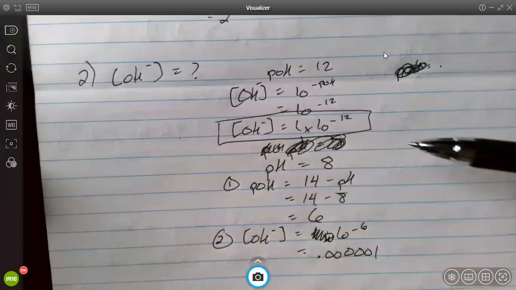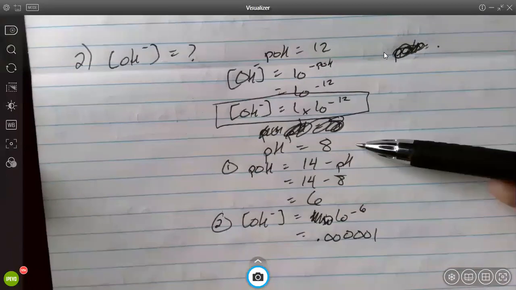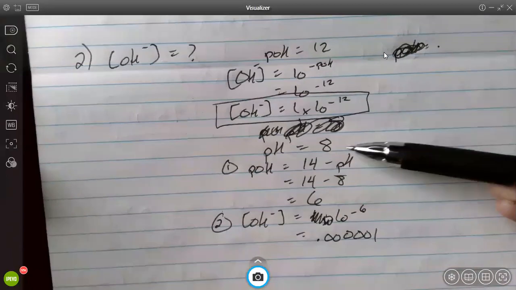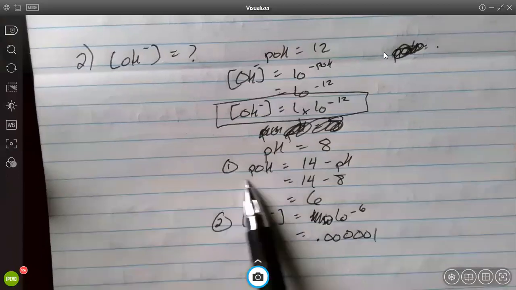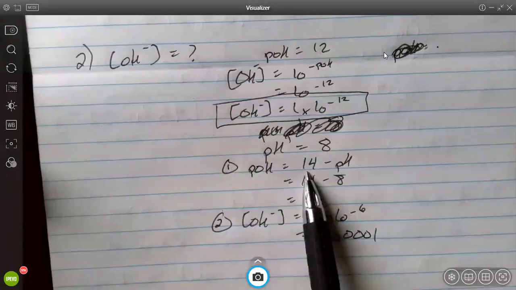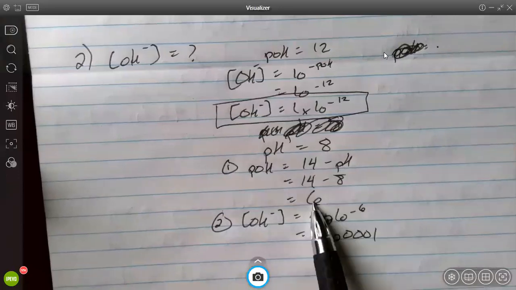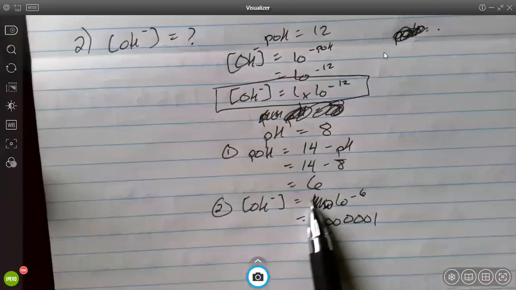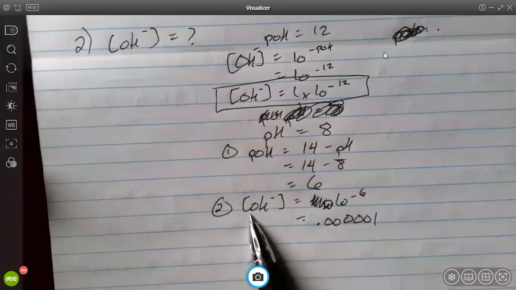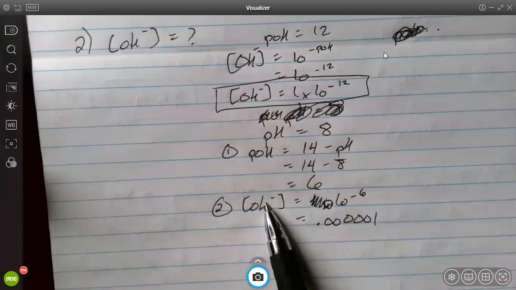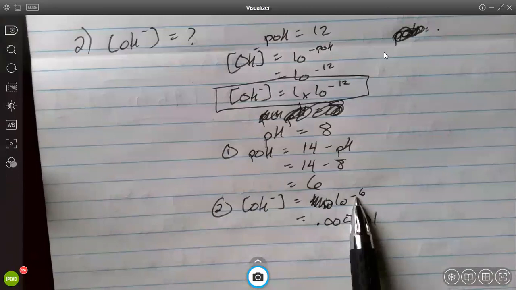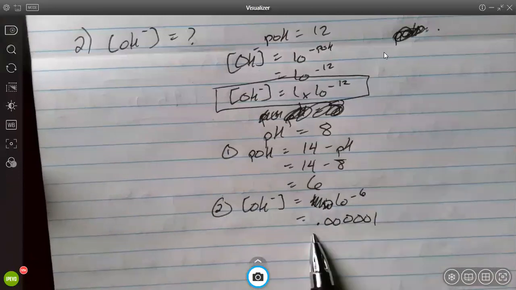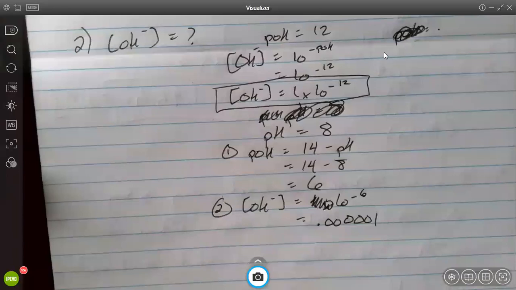The second question is a bit trickier because it gives us a pH instead of a pOH. So it tells us the pH is 8. The easiest way to solve this is to just figure out what the pOH is by taking 14 and subtracting the pH. So 14 minus 8 is 6. Now I can plug that pOH of 6 into my hydroxide ion formula. So my hydroxide ion concentration is 10 to the power of negative 6. That's my pOH, which gives you this number, 0.000001.